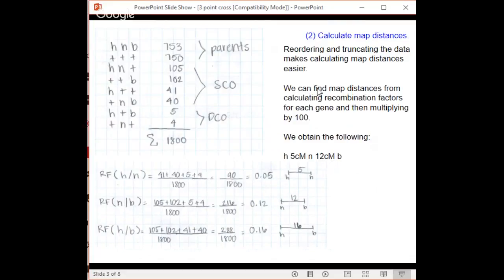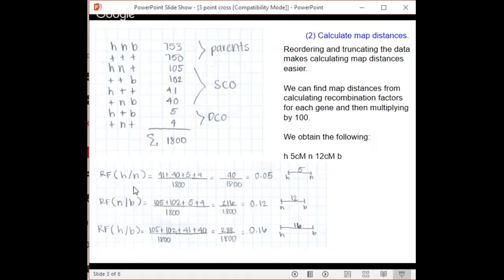So to calculate this, I reorder the data: I do the gene order and then order from the most frequent to the least frequent. Because I know my most frequent ones are going to be my parents, and then my least frequent ones are going to be double crossovers, and then the rest are just our single crossovers. And it's just easier to calculate the map distances whenever it's ordered this way for me. So we can calculate the map distances.